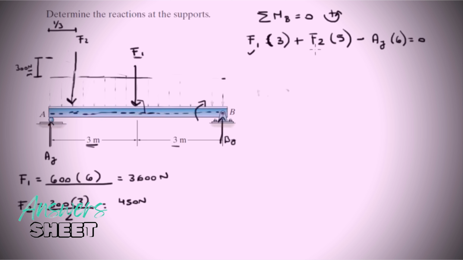We already found F1 and F2, so you go ahead and plug them in, 3600 and 450 respectively, and you solve for AY, and you get that AY is equal to 2.175 kilonewtons.